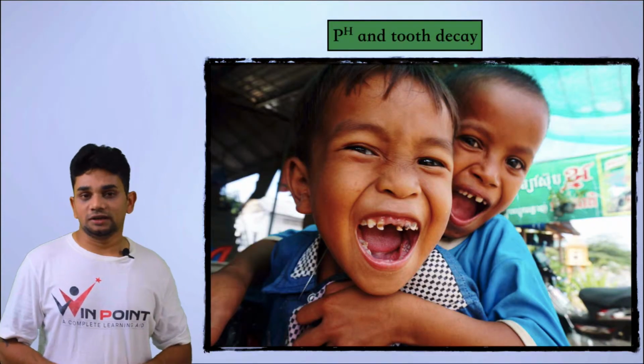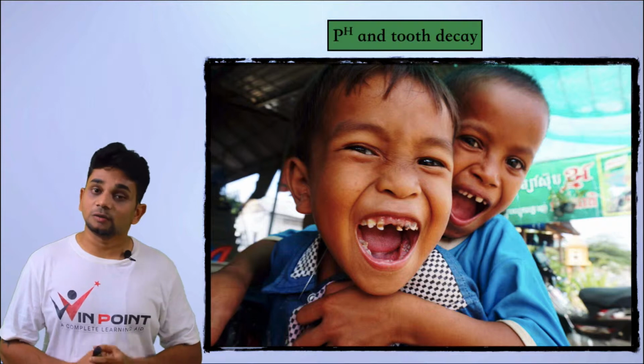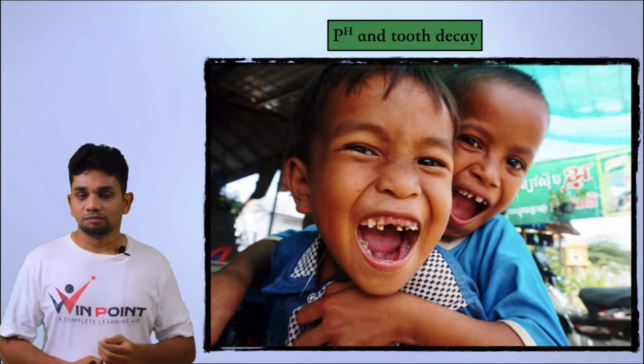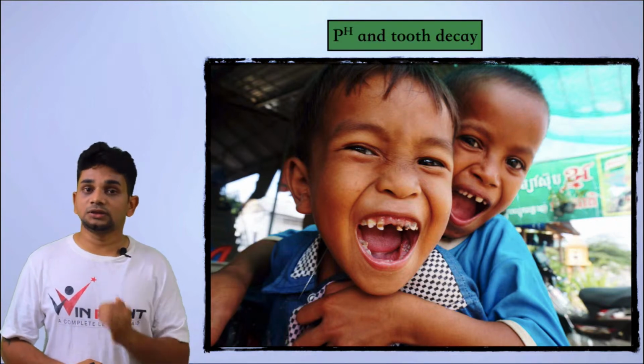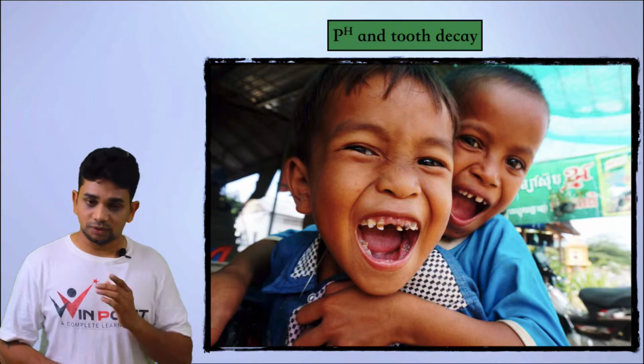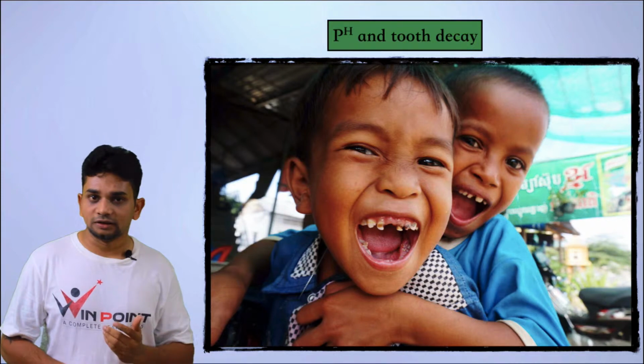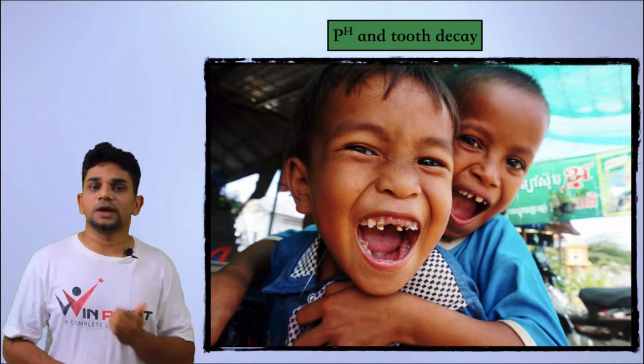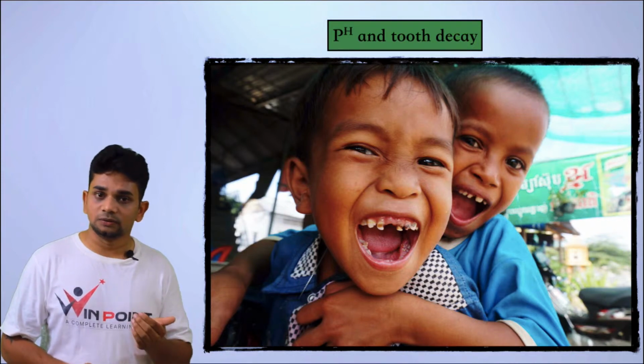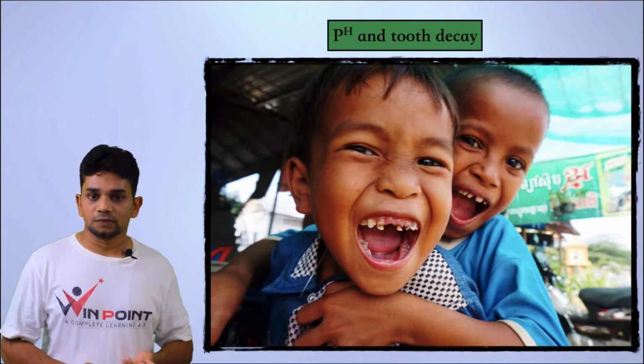pH and tooth decay. The hardest material in our body is tooth enamel. Because of this pH change, the tooth enamel also gets corroded because the pH range is changing. Our mouth is acidic, but if the pH value is less than a certain value, there will be corrosion. We are going to discuss that.